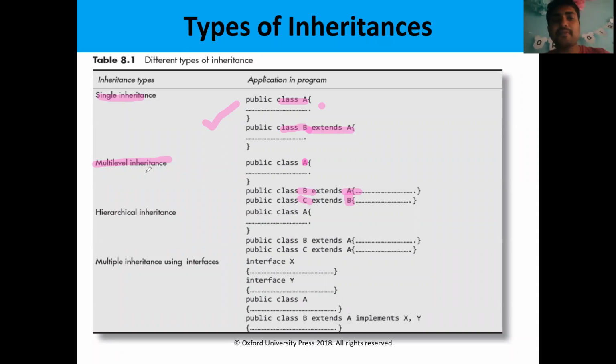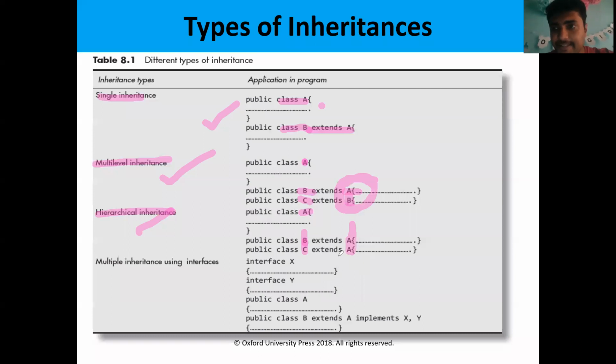So this type of implementation is named multi-level inheritance. Next one, hierarchical inheritance. Hierarchical inheritance means all the subclasses will extend the properties from a single superclass. Here A is the superclass, B is the subclass, C is the subclass. B and C extend the properties from only A. But in multi-level inheritance, we extend the properties from A and B.